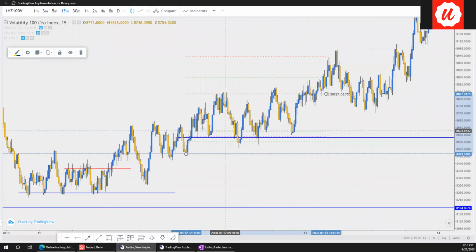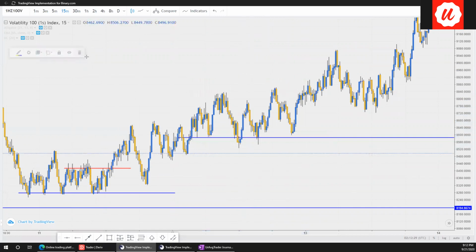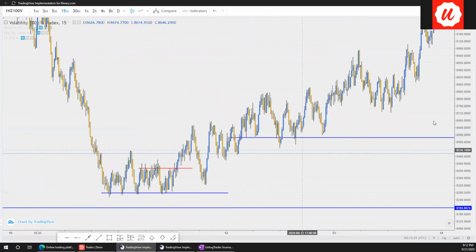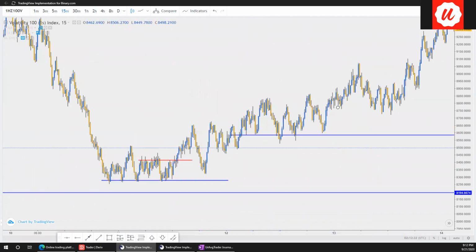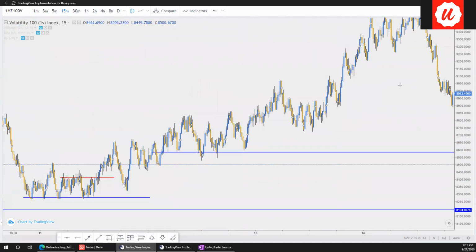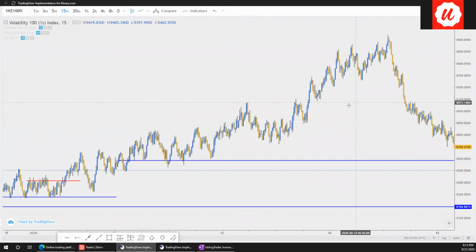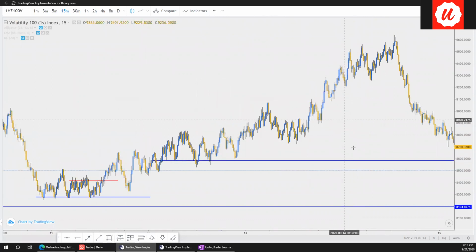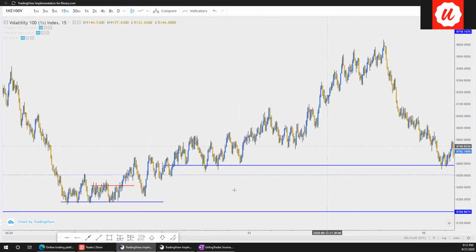But you want to wait for the interaction at that level, man. You want to see a rejection or something. You don't just want to blindly enter the trade. Because if you enter a trade in the wrong direction, you're going to get burned without a doubt. So you have to know exactly where the market is going first. See me?